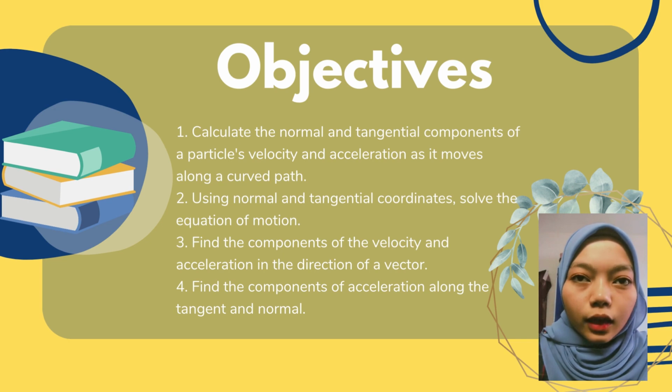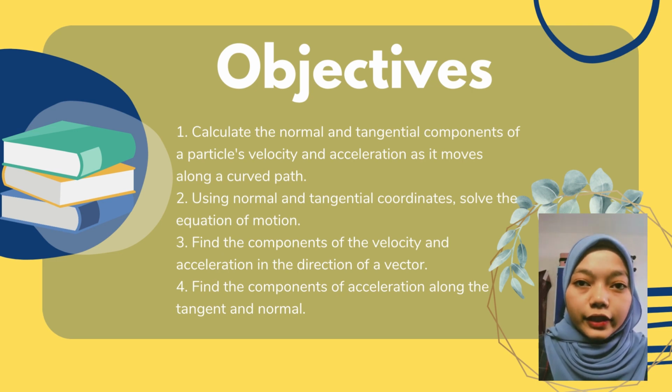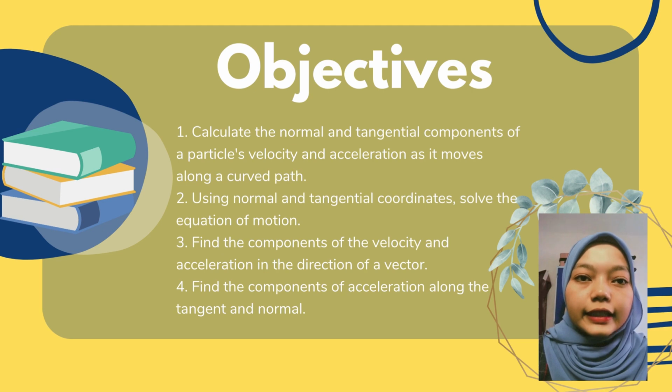I will explain our objective. First, calculate the normal and tangential components of a particle's velocity and acceleration as it moves along a curved path. Second, using normal and tangential coordinates, solve the equation of motion. Third, find the components of the velocity and acceleration in the direction of a vector. And last, find the components of acceleration along the tangent and normal.